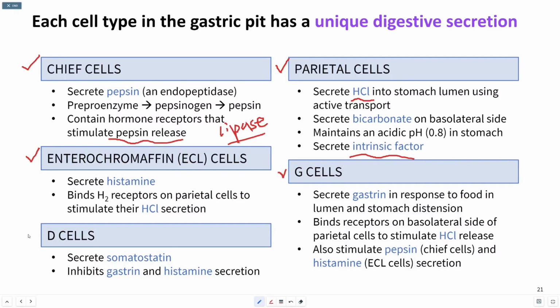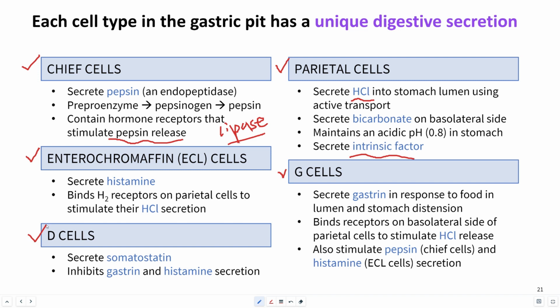And then the last set of cells are called D cells, which secrete somatostatin. These delta cells are specialized inside the pancreatic islets of Langerhans as well as inside the stomach. Their main function is to release somatostatin. It also regulates glucose metabolism. Its main function is to trigger the release of pancreatic enzymes and also inhibit hormone secretions.